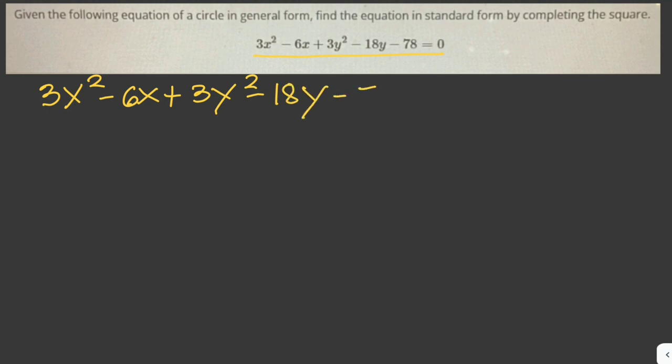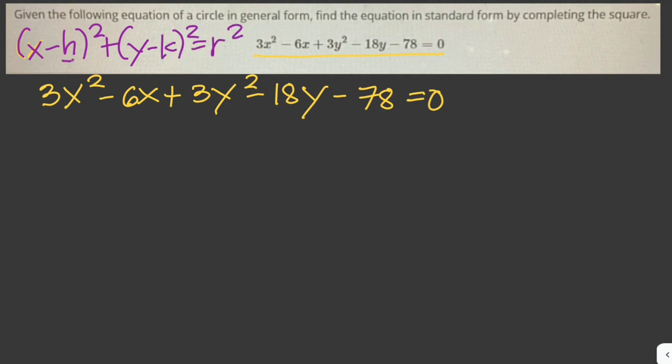So we're given this equation here. So let's write that here. 3x squared minus 6x plus 3y squared minus 18y minus 78 equals 0. So we need to write this in its standard form, (x minus h) squared plus (y minus k) squared equals r squared, where (h, k) is the center of the circle and r is the radius. Okay. We need to do this by completing the square.